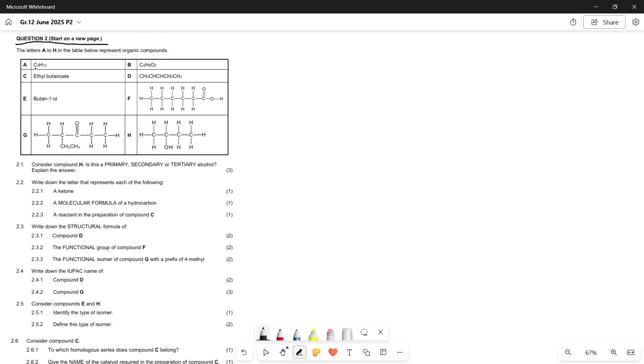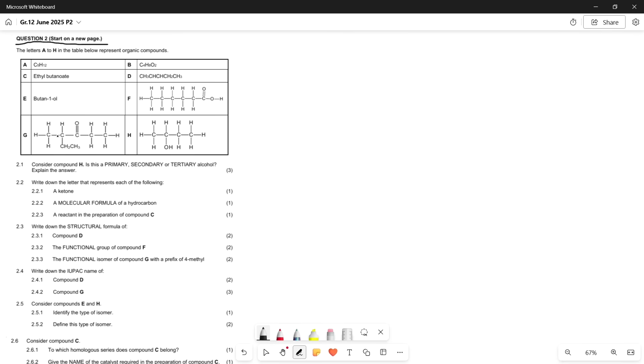So we have A, we have C5H12, we have B, we have C4H8O2, we have C, ethyl butanoate, we have D, CH3, CH, CH, CH2, CH3, we have E, butan-1-ol, we have F, we have a structural formula with 1, 2, 3, 4, 5, 6 different C's, and we have our functional group over here on the right. We're not going to break down everything just yet, we just want to see what we have to work with, so when we get to the question that is talking about it, we can then break it down.